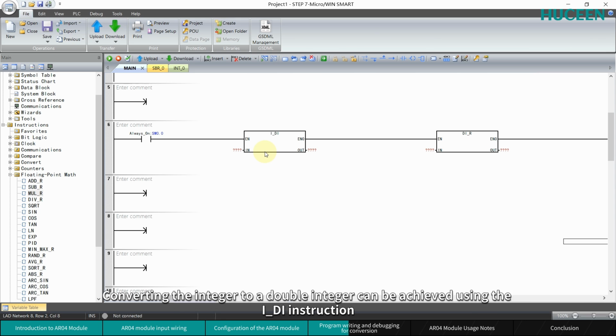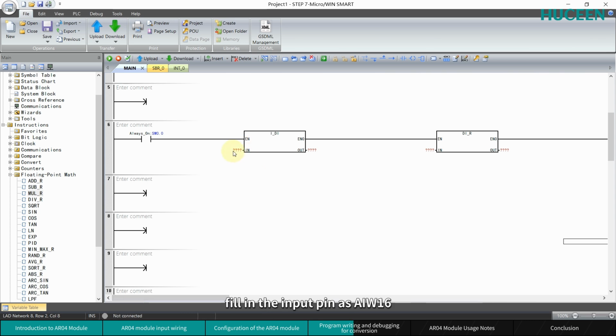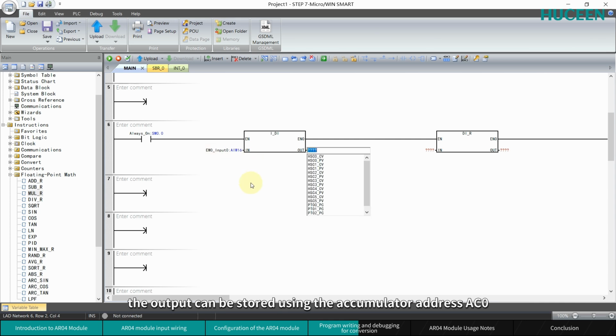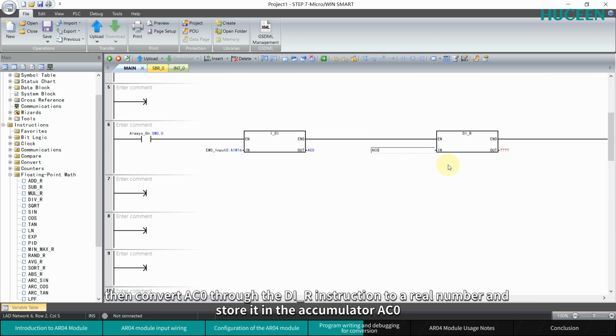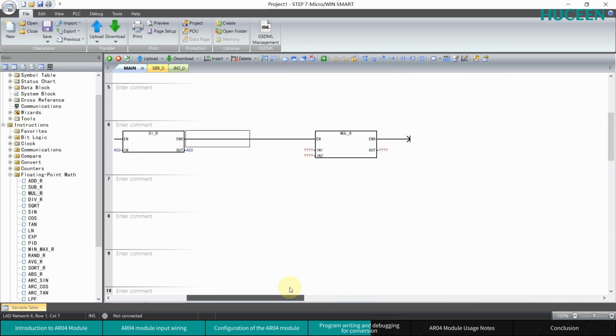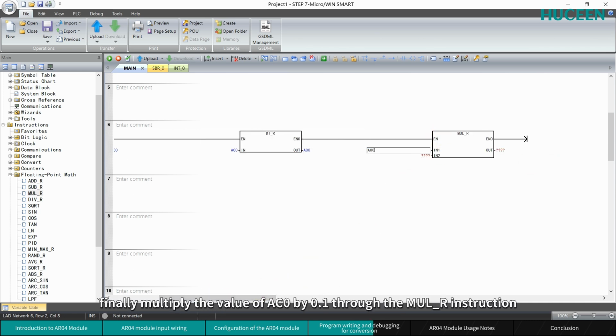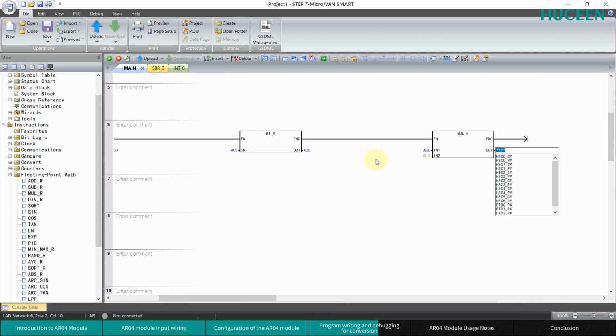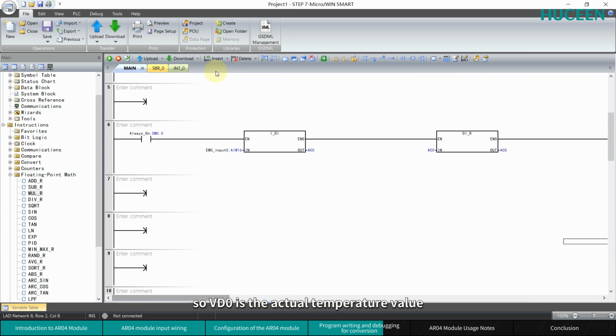Converting the integer to a double integer can be achieved using the I_DI instruction. Fill in the input pin as AIW16. The output can be stored using the accumulator address AC0. Then convert AC0 through the DI_R instruction to a real number and store it in the accumulator AC0. Finally, multiply the value of AC0 by 0.1 through the MUL_R instruction, and the result is placed in VD0. So VD0 is the actual temperature value.